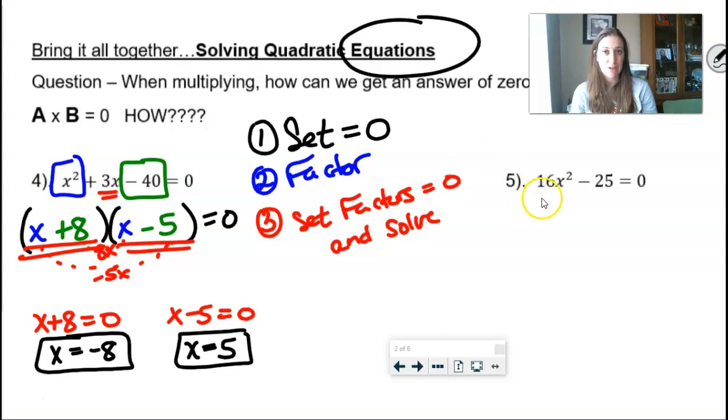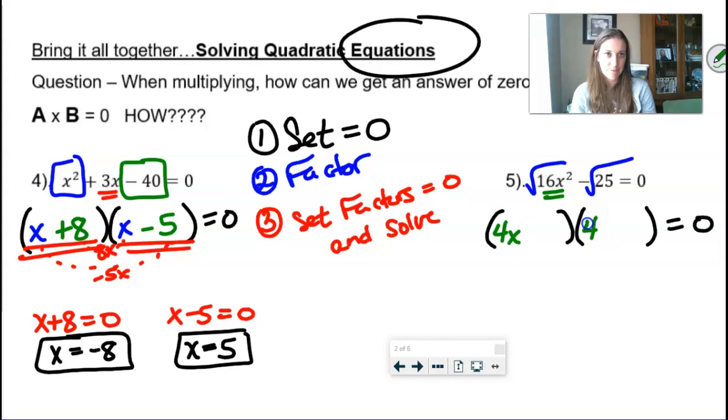So this next question, it is set equal to 0, so step 1 is done. Now let's talk about how we're going to factor this. Well, there's no common factor. And because it's got 2 terms, we're going to use that difference of squares pattern again, the one where you have a good twin and an evil twin. That's not the official name, by the way. So if you were to square root each of these terms, think about what happens here, guys. This is a 4x times a 4x, and then a 5 and a 5, where one is a positive and one is a negative. So that was the factorization step.